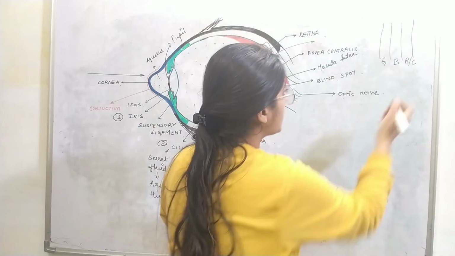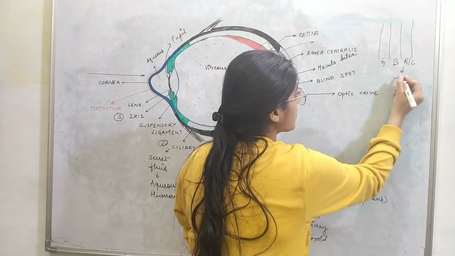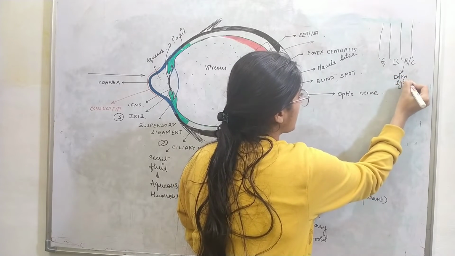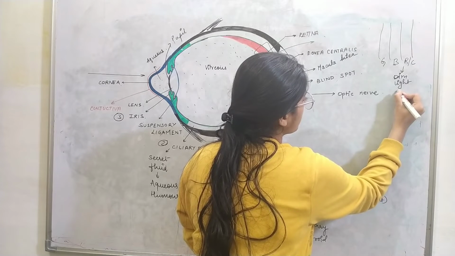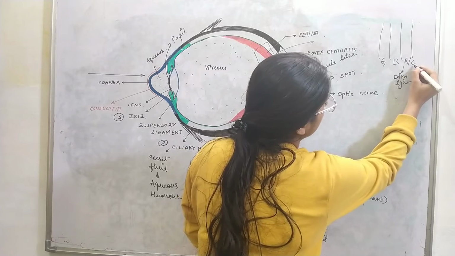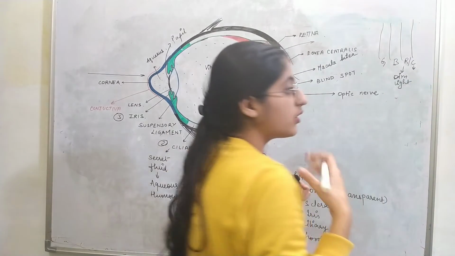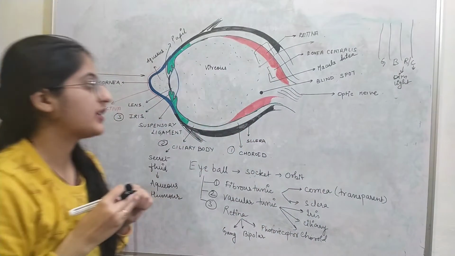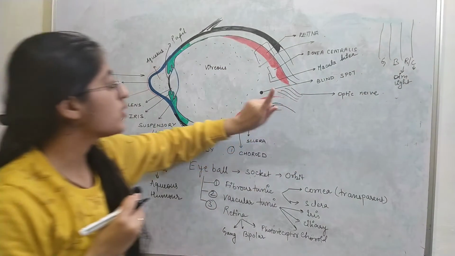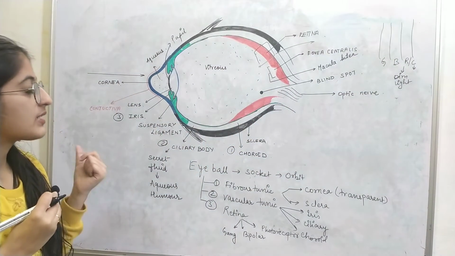These rods and cones are responsible for vision in dim light and daylight. Rods are responsible for vision in dim light, and cones are responsible for vision in bright light. So this is about the rods and cones, which are photoreceptor cells.